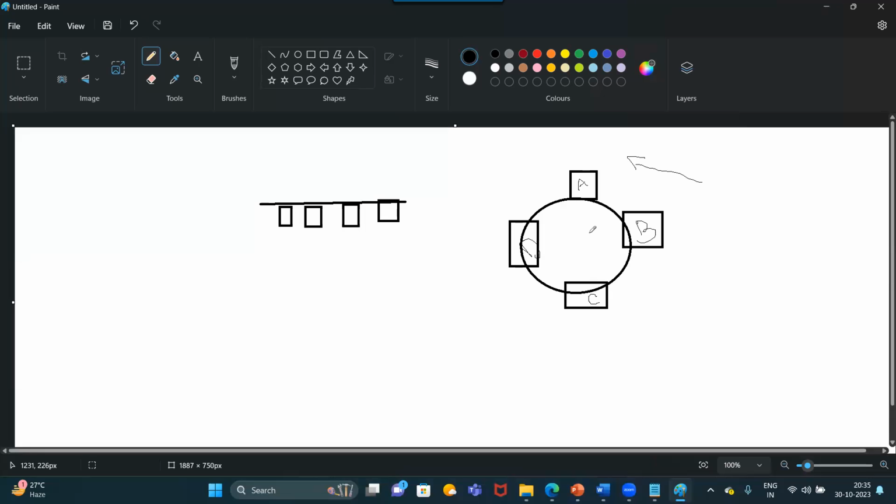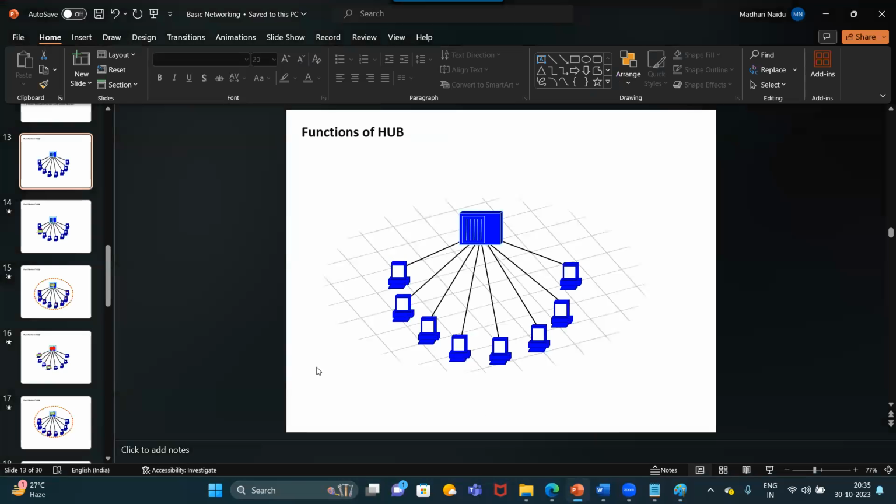Okay, so we have another topology, that is star topology. In star topology, hub and switch are the centralized controllers. Now, how does star topology function? Assume this is your hub. All these PCs are connected to your hub.